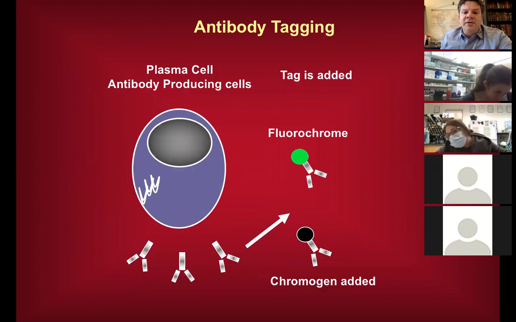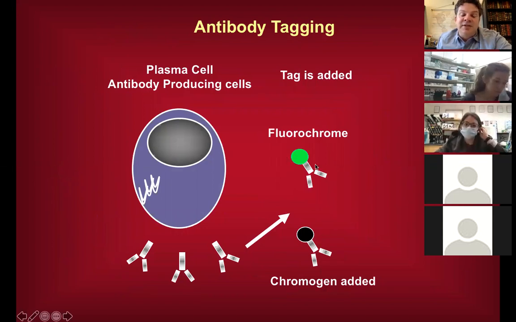This is an antibody, and you can add tags to antibodies. You can add chromogen or fluorochrome tags, and this allows you, let's say you're looking for IL-6 in the plasma, you can have that linked, and anytime it binds, you can add a second chemical, and then it lights up. You see a color reaction change to detect it.